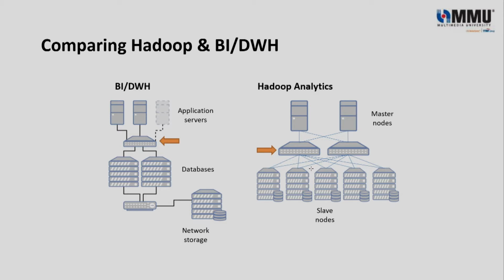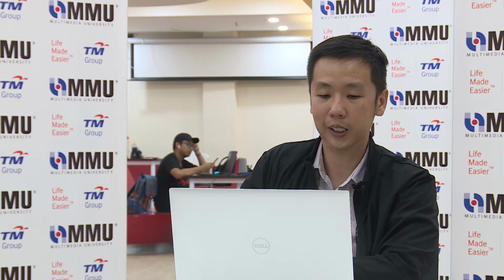If we compare Hadoop and the traditional business intelligence or data warehouse, you can see that typically your databases are only one or two servers, and you access your data through your switches, through your application servers, and so on. But if you take a look at Hadoop with analytics, you will have your master nodes, and then many slave nodes. The jobs are done by the slave nodes, and the data are also stored on the slave nodes. So you can see that the architecture is very different.